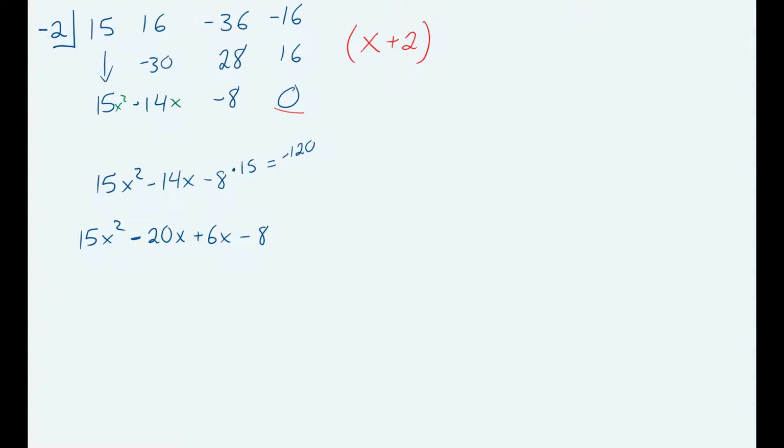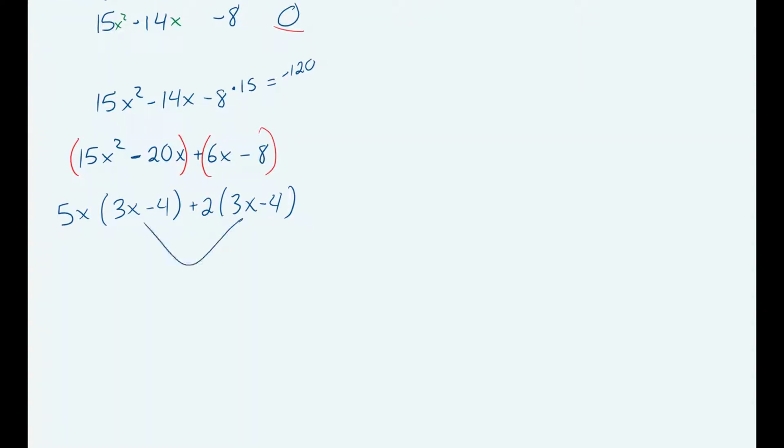So we'll split up our x term to that, and then we can factor this by grouping. I'll factor out the greatest common factor out of the first two. Looks like 5x, and I'm left with 3x minus 4. Then I can factor a 2 out of the next guy, and I'm left with 3x minus 4. Great, these match up, and then I'll take the terms on the outside for the other factor. So 5x plus 2 times 3x minus 4.